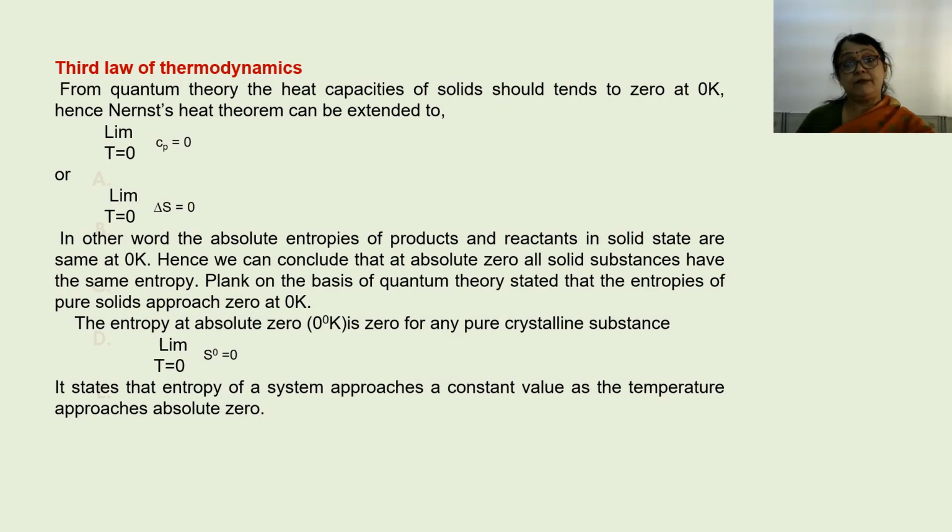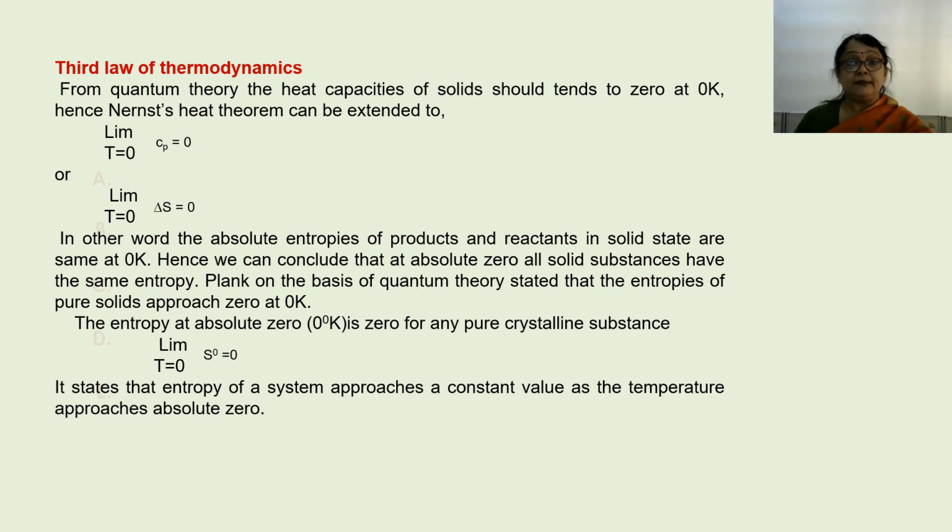The third law of thermodynamics. From quantum theory, the heat capacity of a solid should tend to zero at 0 degrees Kelvin. Hence, the Nernst heat theorem can be extended to the limit when the absolute temperature tends to zero, Cp is equal to zero. Heat capacity at constant pressure becomes zero.